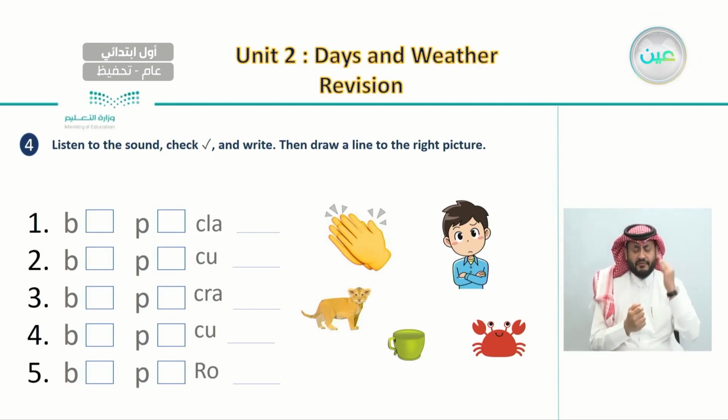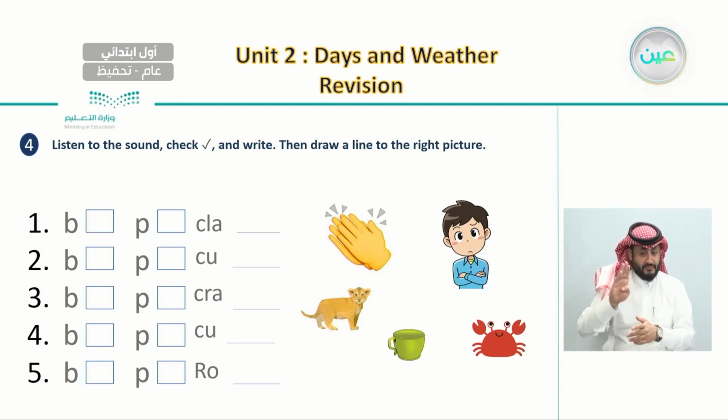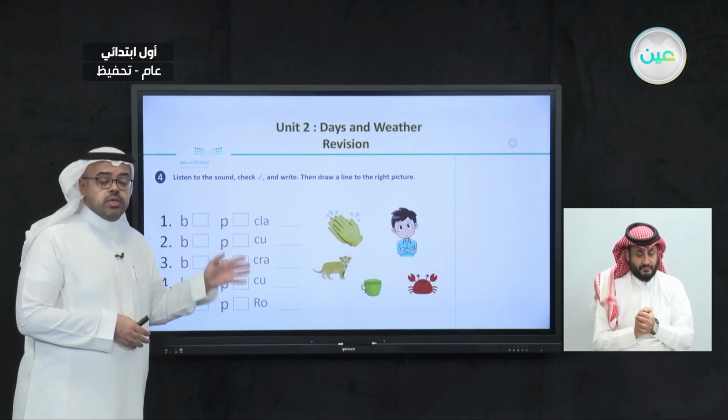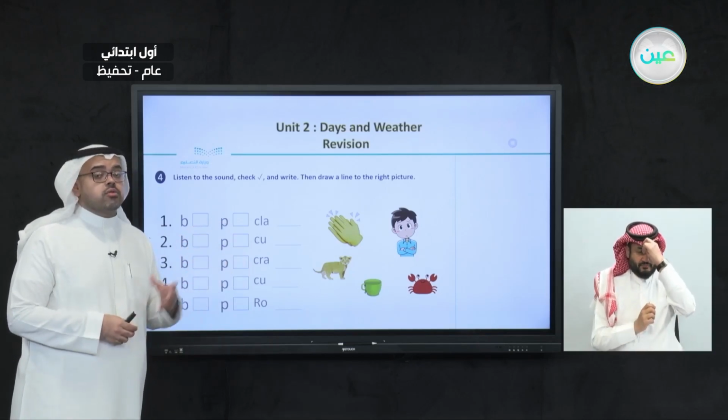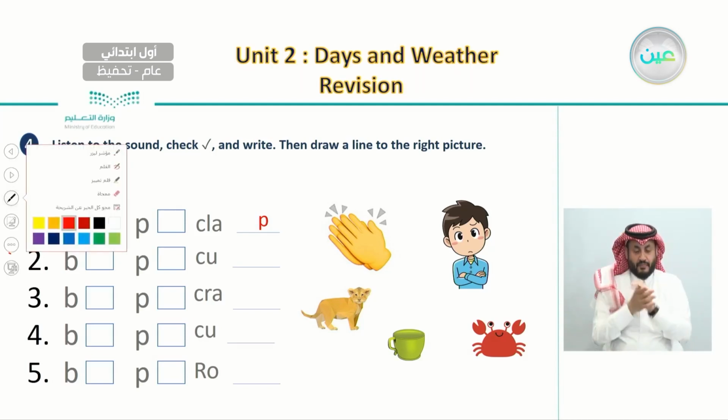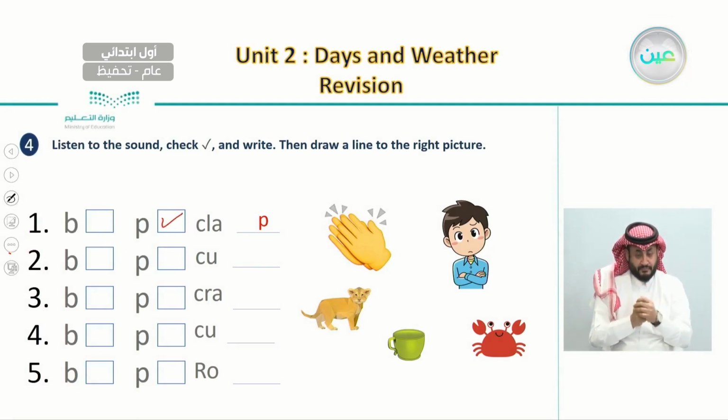Let's listen to the word, and then we're going to decide whether this word ends with B or P. The first word we have here is clap. Clap. So, what do you think? Does the word clap end with letter B or P? We said it ends with letter P. So here we put a check mark like this, and we write letter P.